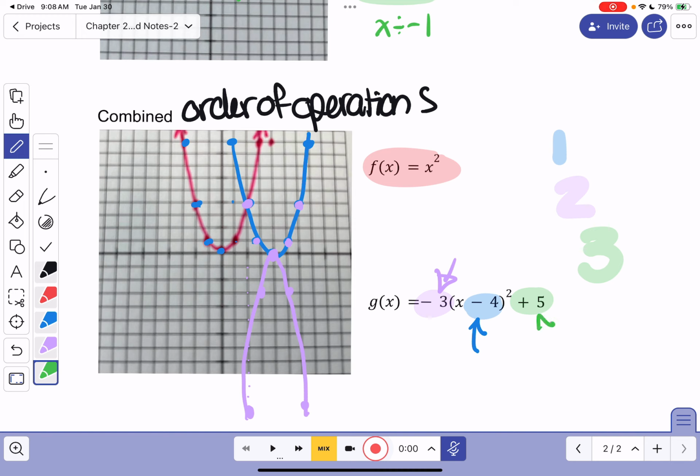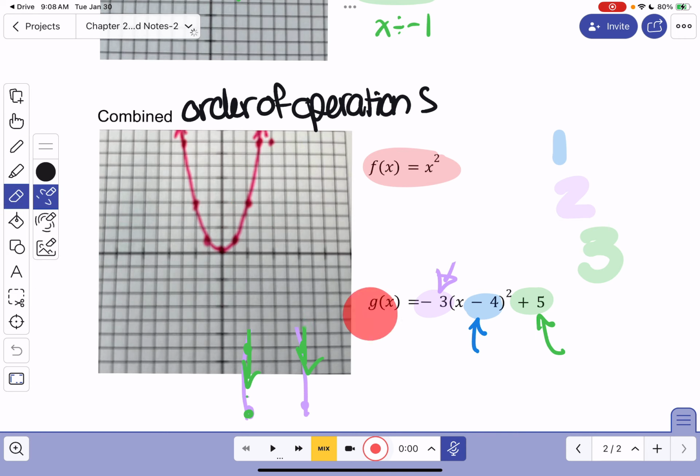Then the green tells us to go up 5. So we take each of these points and slide them up 5. And then the green would be our final shape, doing it one piece at a time. Some people need to do it that way. Their brain can only handle one at a time.